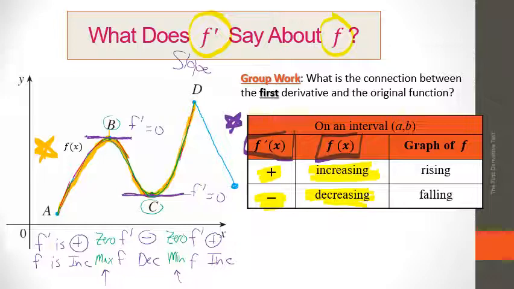What happens when your slope is 0? When your slope is 0, like at B and C, you're either going to have a max or a min. And you're not rising or falling, you're doing neither. You're neither rising nor falling.